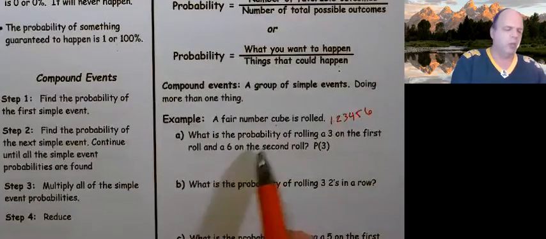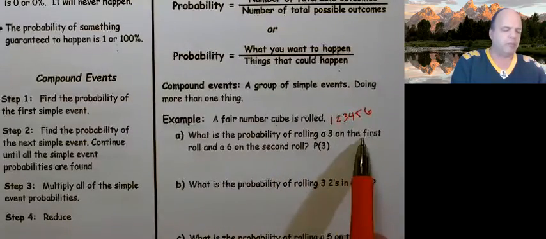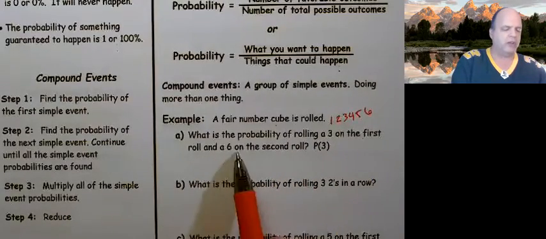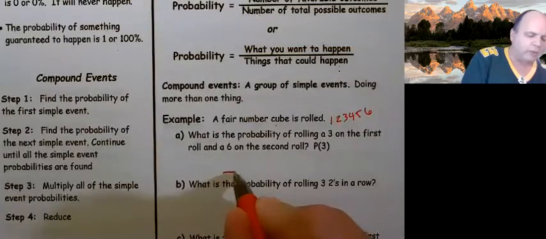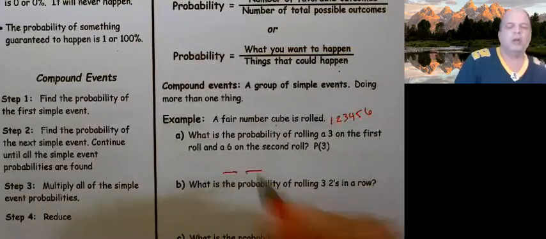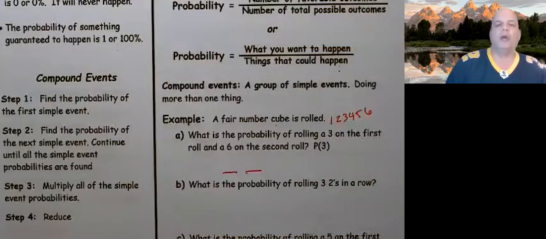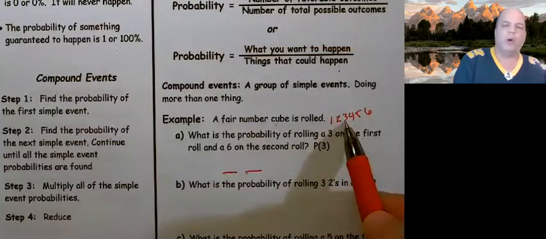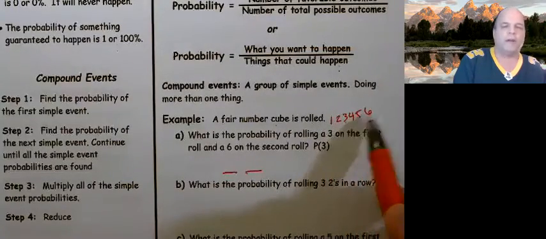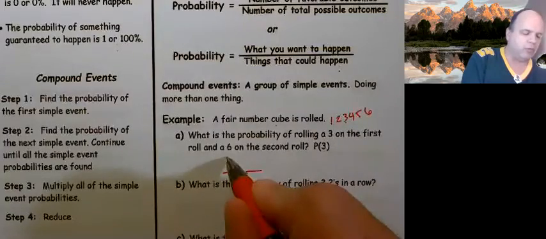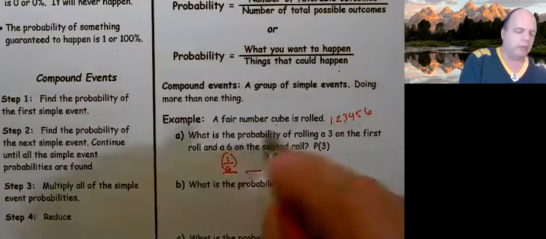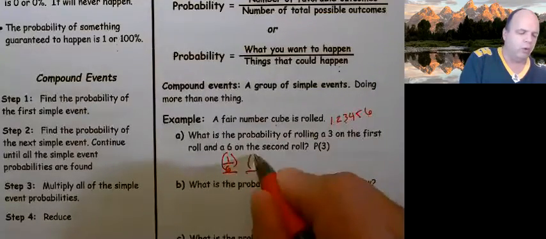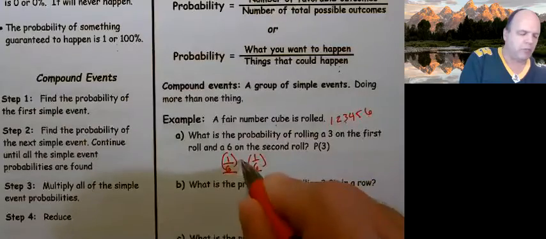It says, what is the probability of rolling a 3 and then a 6 on the second roll? So basically, I'm rolling the die twice, and as such, I'm going to make 2 spaces. When I look at this, there's only one 3 out of 1, 2, 3, 4, 5, 6, so the probability of getting a 3 is 1 out of 6. And then it says a 6. Well, there's only one 6, so the probability of getting a 6 is also 1 out of 6.